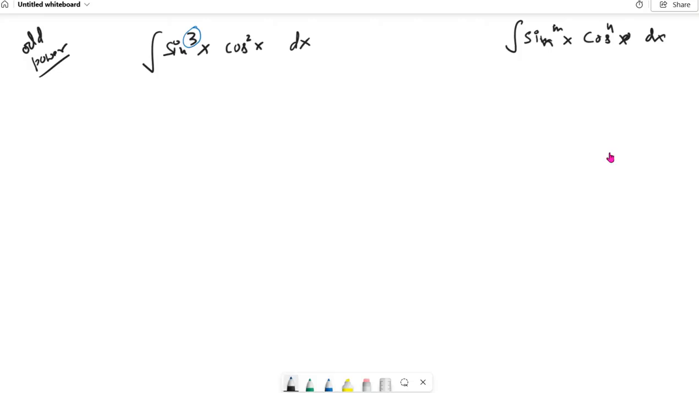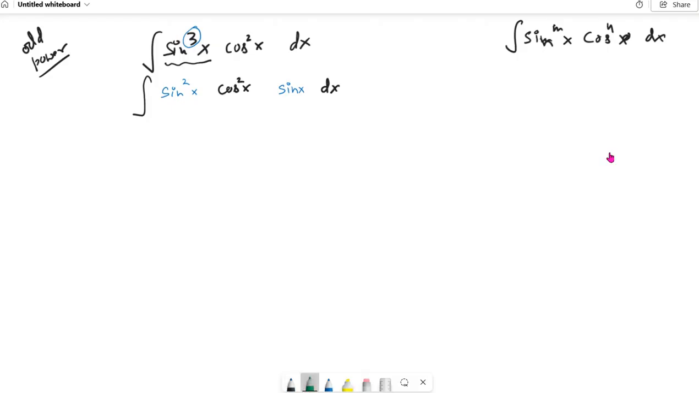Whichever has an odd power, you're going to peel one of the trig functions. So basically what I'm trying to say here, this sine cube would be written as sine square x times sine x. We can do that, right? Sine x times sine square is sine cube. We're going to continue writing cosine square x dx. Okay. Now we peeled one sine off.